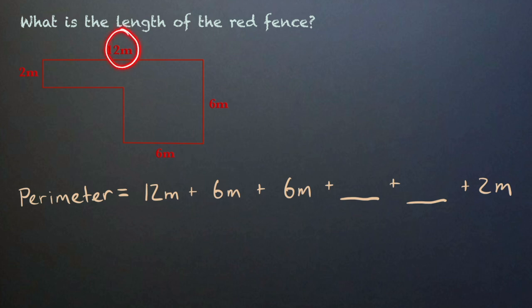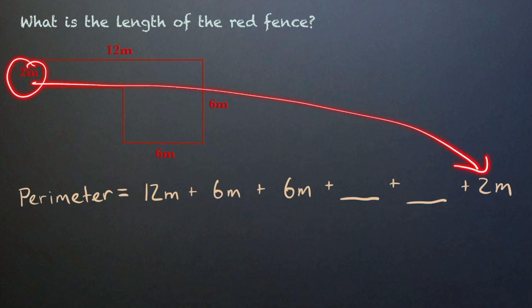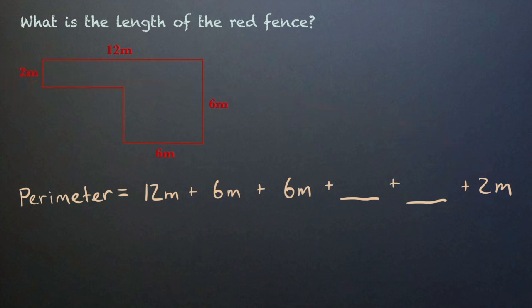Obviously that 12 meters goes there, that 6 meters has gone there, this 6 meters has gone here, this unknown value is there, this unknown value is here, and this 2 meters is here. Then we have to work out what these two values are.